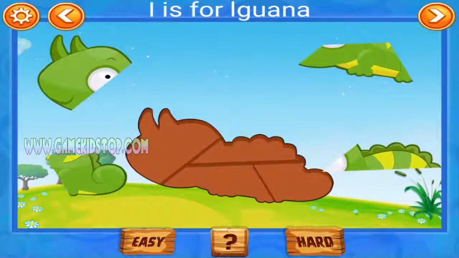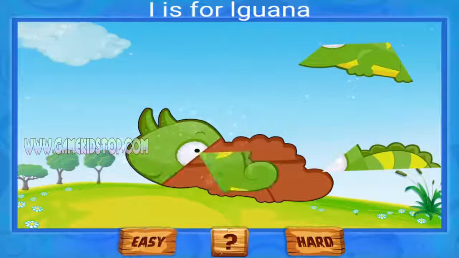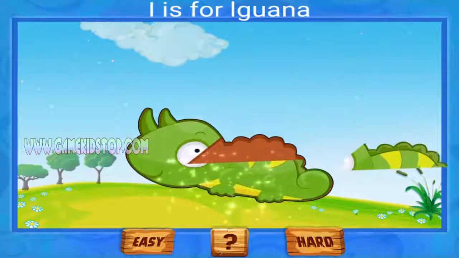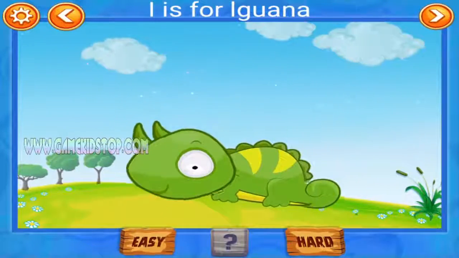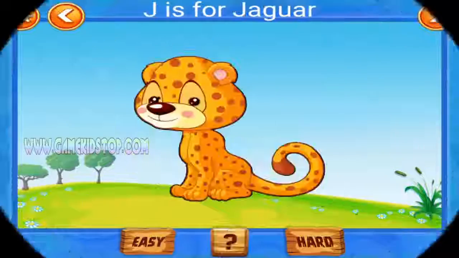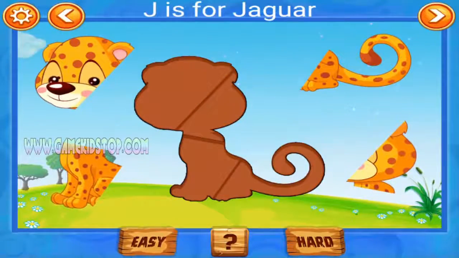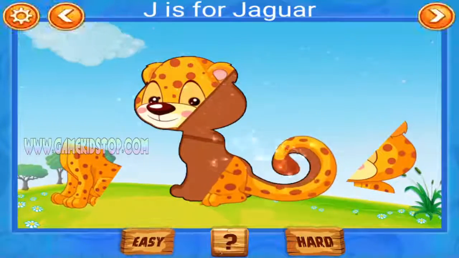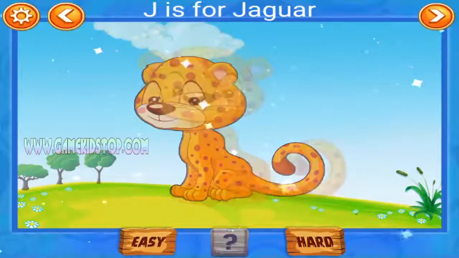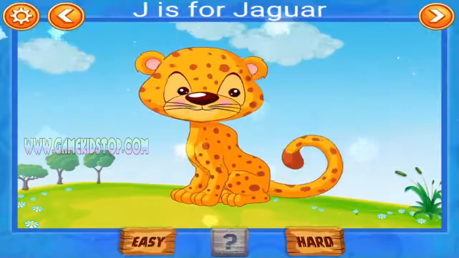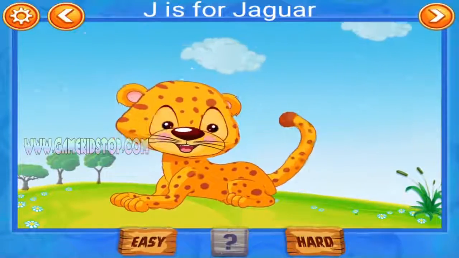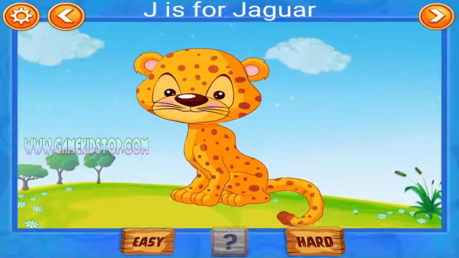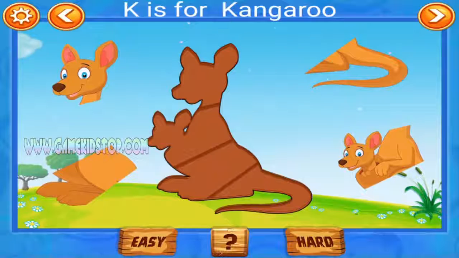It's time to solve a puzzle. I is for iguana. Iguana. It's time to solve a puzzle. J is for jaguar. Jaguar. Hurry up, I need your help. A puzzle.